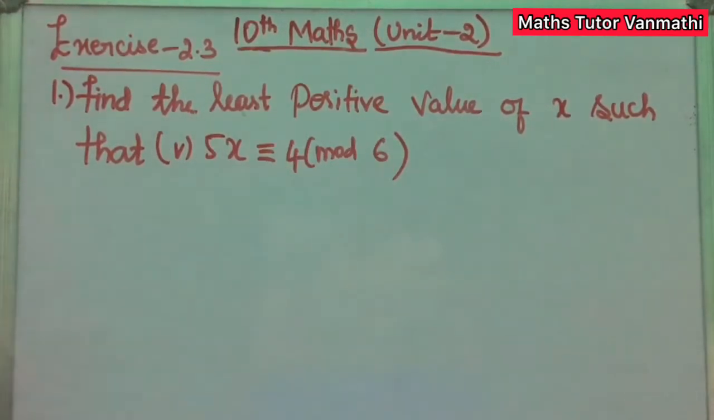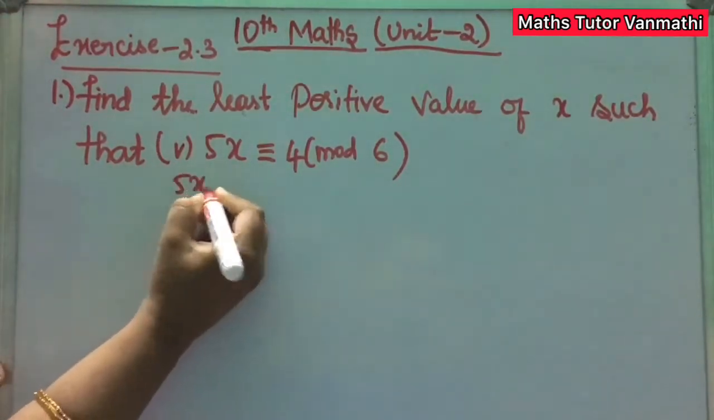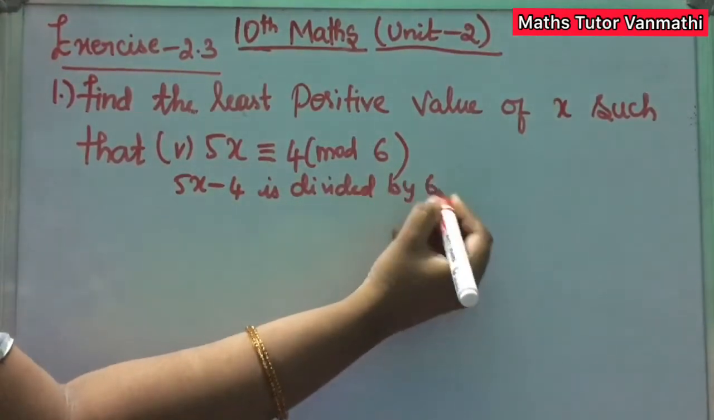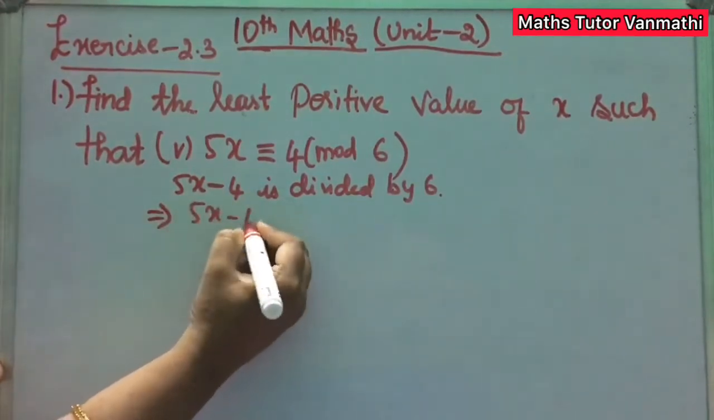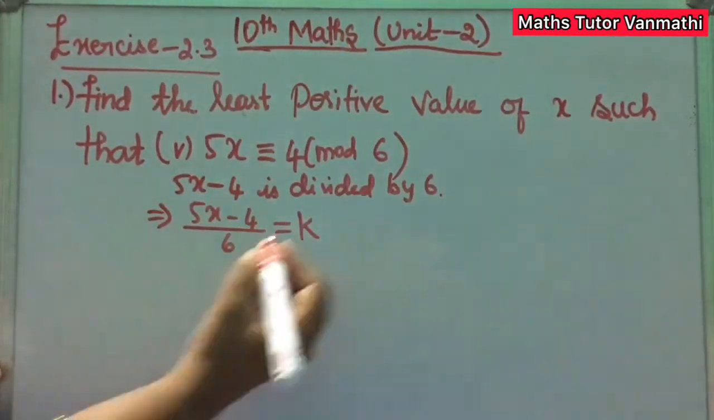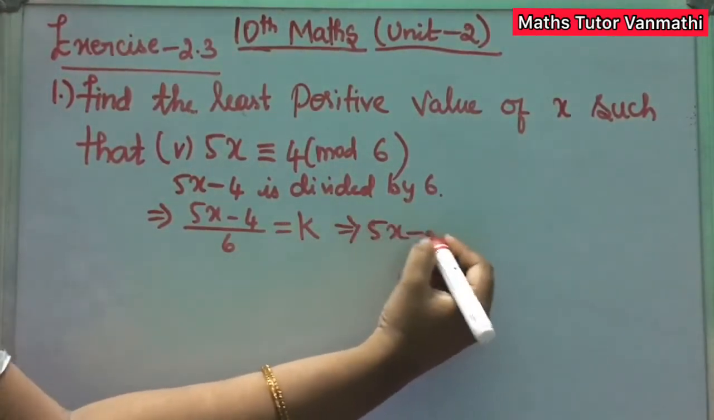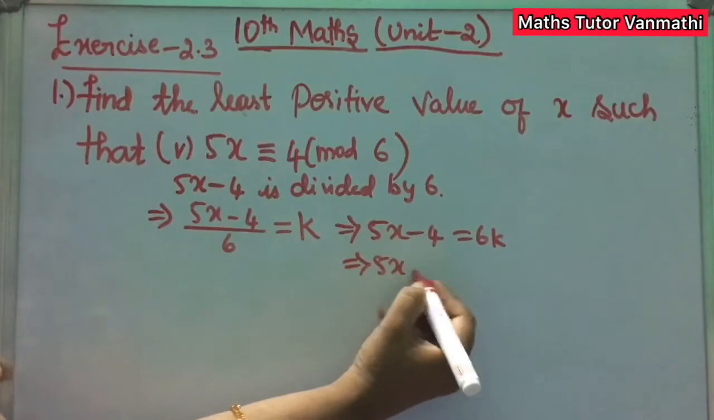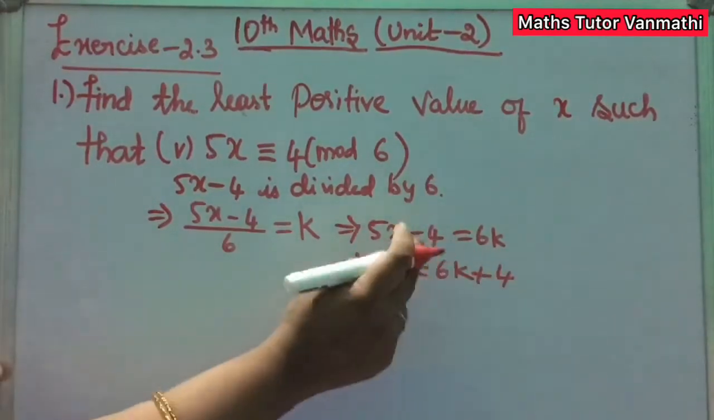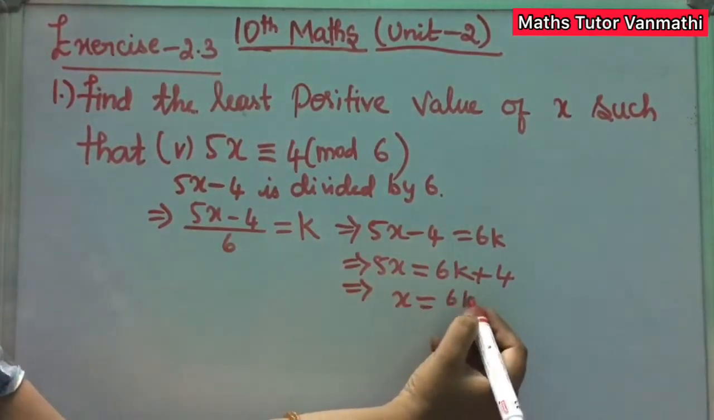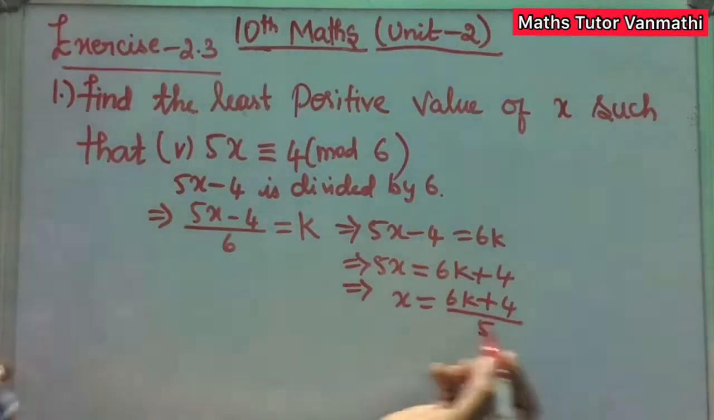Next is your fifth subdivision. Fifth subdivision, 5x is congruent to 4 mod 6. This can be written as 5x minus 4 is divisible by 6, and further this can be written as 5x minus 4 divided by 6 is equal to k, some integer. This further can be written as 5x minus 4 equal to 6k. Cross multiplying this 6, you will get 5x equal to 6k plus 4. Taking this minus 4 to that side, you will get plus 4. And again we need the x value, no? So x is equal to 6k plus 4 divided by 5.